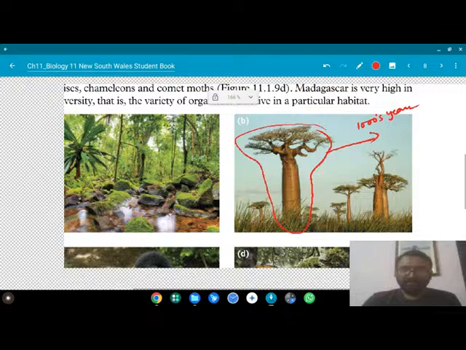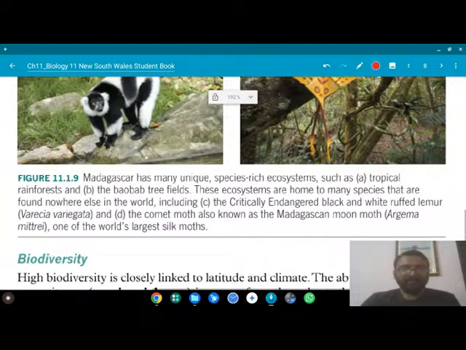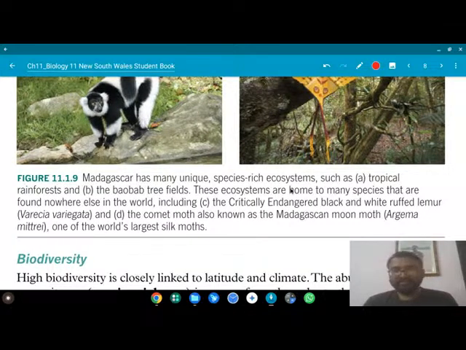You can see the explanation. Madagascar has unique species-rich ecosystems such as tropical rainforest, like the Amazon. Do you know the South American forest range? It's a big forest range. It is the Amazon, a very big forest in America, South America particularly.